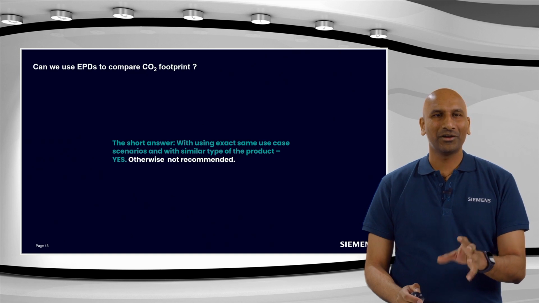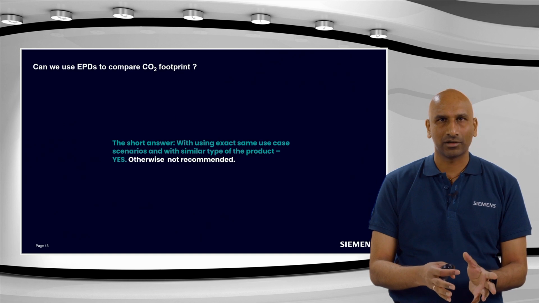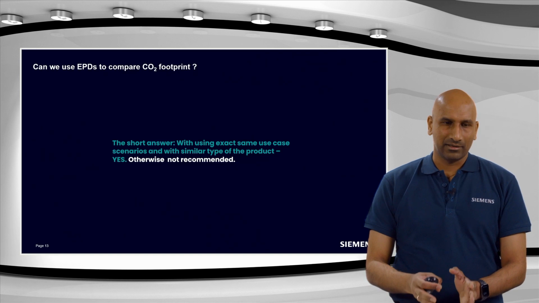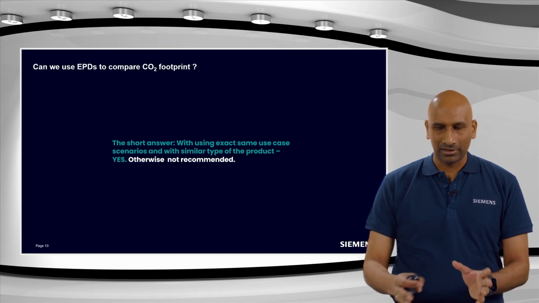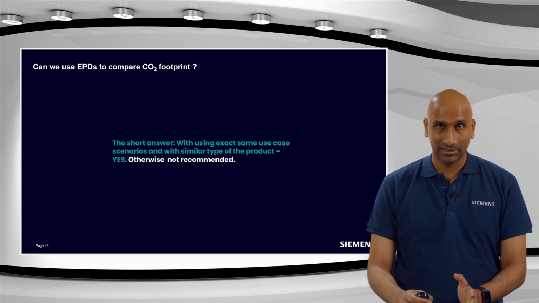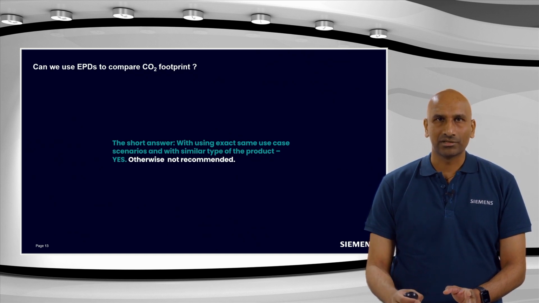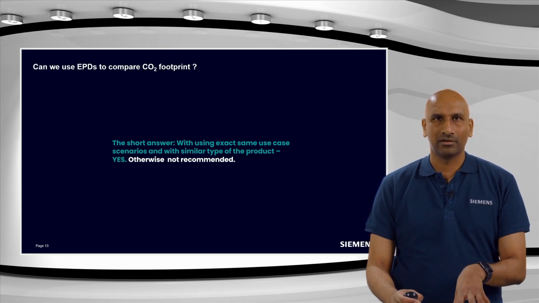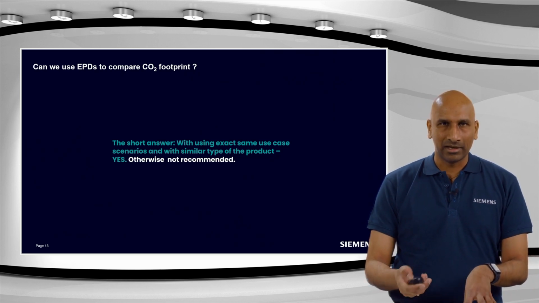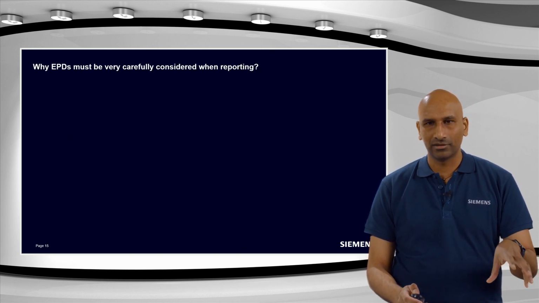And very often we get this question: can we use the EPDs of a similar product to compare the CO2 footprint? The answer is, when both EPDs under comparison use exactly the same conditions and the same scenario, then yes, otherwise it is not recommended. The reason is the CO2 emission values change drastically based on the assumptions and the use case scenarios, which Laurent has just explained. And I will show here how much difference you can see between the different assumptions.